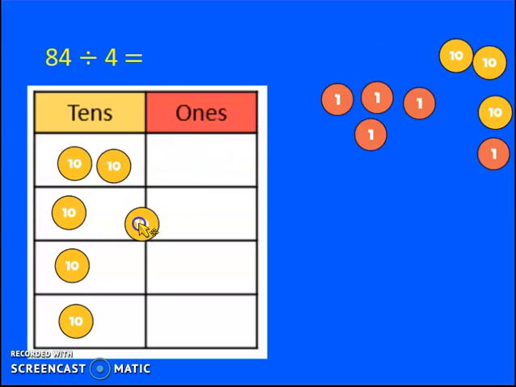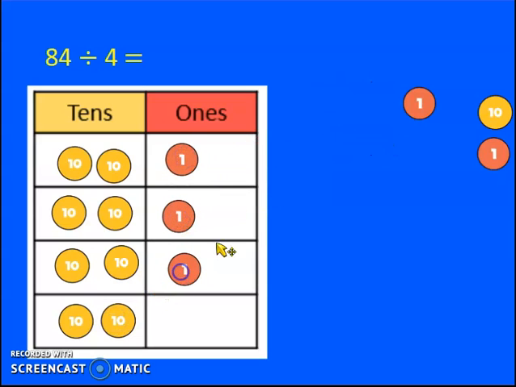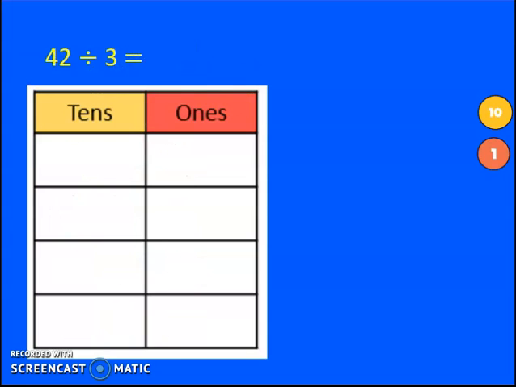Well done. Make sure you're putting all the groups in the correct ones, because otherwise it will not add up. And then put the remaining ones in the ones column. And how many do we have in one group? We have 21. So we know that 84 divided by 4 equals 21. You have a go at working out this one for yourself, and then we will talk about it and correct it.